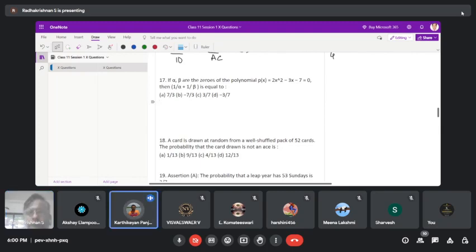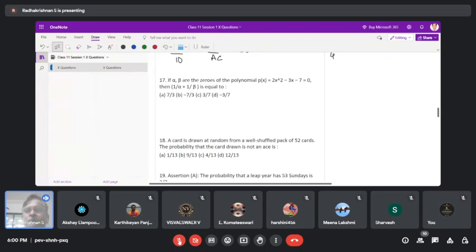So minus 3 by 7 is the answer. Minus 3 by 7 is the answer. Yes, Keshav. I solved it mentally. Correct. So, I mean, since many problems, you can do it mentally.